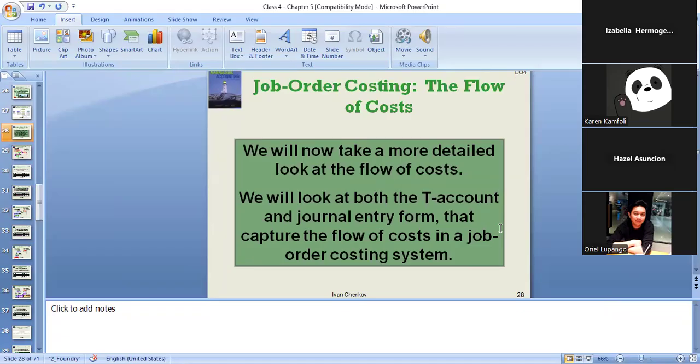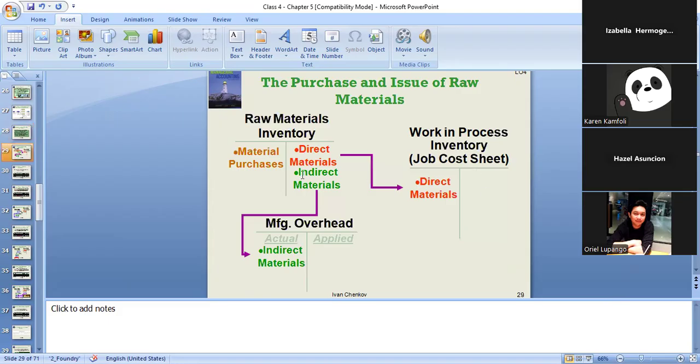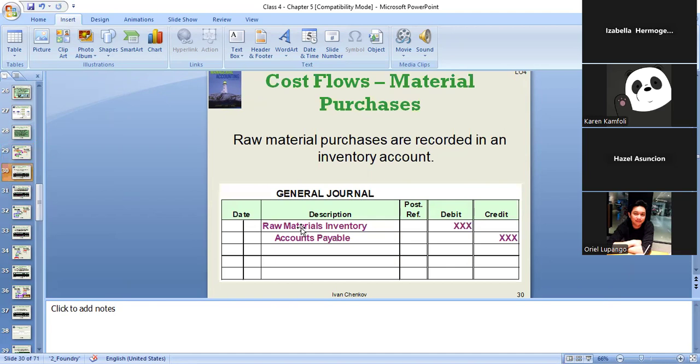So let's see that more directly using the T accounts, rather than the Excel spreadsheet that we already did. Let's repeat that one more time. First thing first, direct material. Direct material is going to come from the raw material. In order to have the raw material, we have to purchase the raw material. That will be the first thing. So the first entry will be to purchase the raw material.